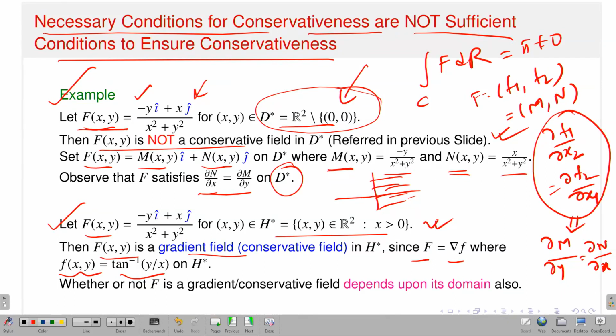However, if I consider the vector field F with this other domain, it is not a conservative vector field, but still it satisfies the necessary condition. I said if I have a conservative vector field, it will satisfy something. That means this is the condition it is satisfying. If I combine all this information, it says that whether or not capital F is a gradient or conservative field depends on its domain. So, that is very important. If I change the domain, the field becomes conservative or may not be conservative. For example, on this domain it is not conservative, but if I change the domain, it is actually a conservative field.